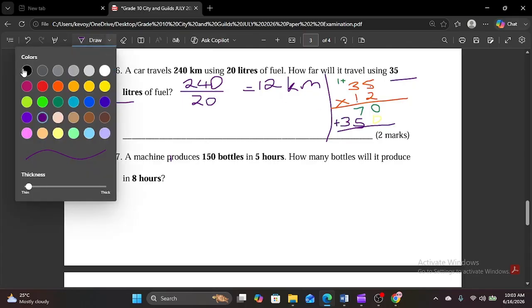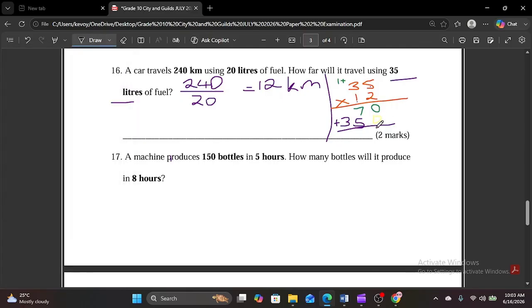And then we just add. So that's going to be equal to 0 plus 0, that's going to be 0. 5 plus 7, that's going to be 12. And 3 plus 1, that's going to be 4. So your answer is going to be 420 kilometers if it used 35 liters. All right. So this right here is going to be your final answer. All right, moving down.